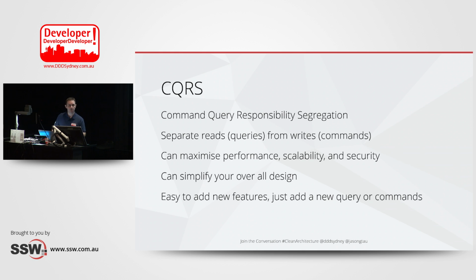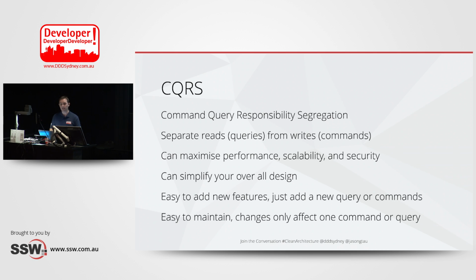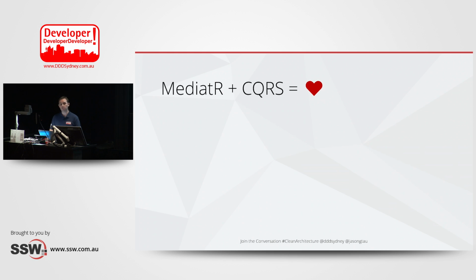It's easy to add new features because we're just adding a new query or a command, or maybe a few of those things. And it's easy to maintain. If you have to make a change, you're not likely to break too much, hopefully. We're only changing one command or query, and we've got tests that are making sure that everything's okay. So that's CQRS. Now I want to talk about Mediator. Mediator is a library built by Jimmy Bogard, and it's about messaging. And you add that to CQRS and that equals love.